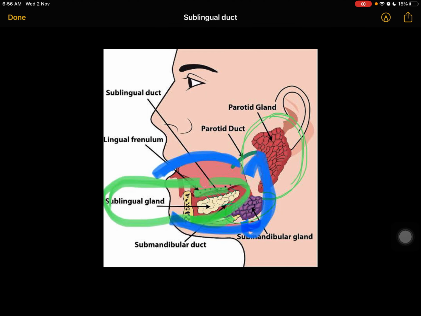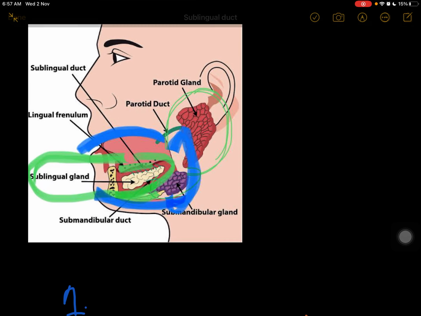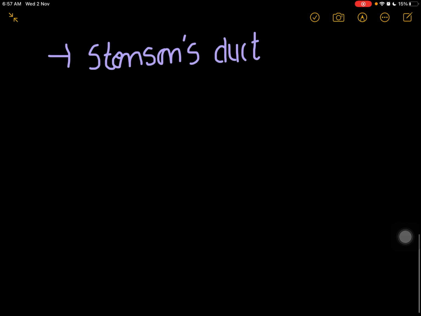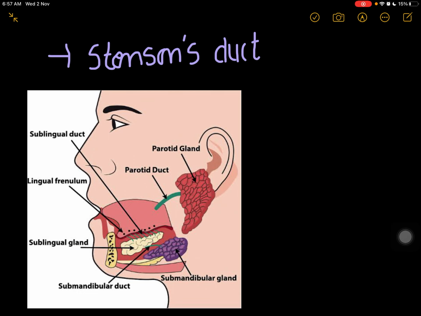If you look at this diagram again, what is happening? Why can't I erase it? Okay, let me take another diagram over here. I hope now it's clear to you.